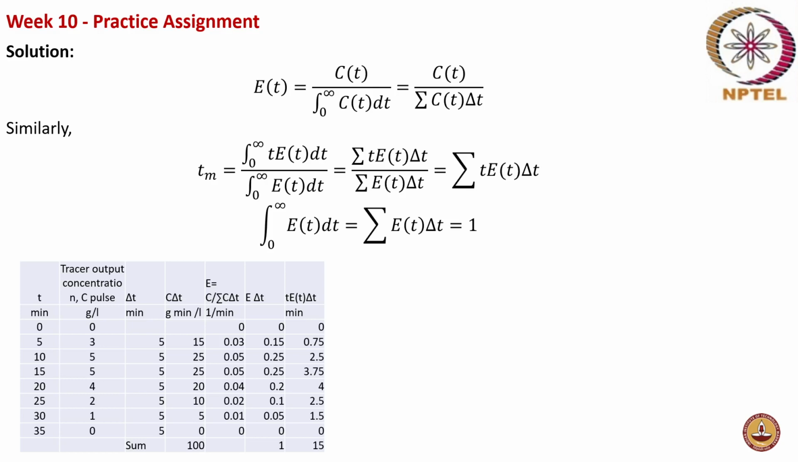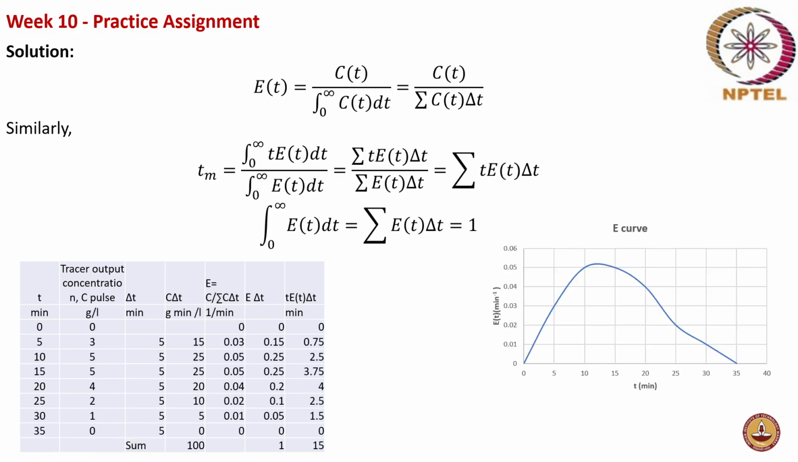Okay. So we have got the values for E of t, right? From this we have E of t and time, so we can just plot it. You will get some curve like this, kind of a bell-shaped curve, but with slight skewness towards this side. So this is the E curve. They have asked us to find out the E of t at all time points and also plot the E curve. That is what we have done in this case.